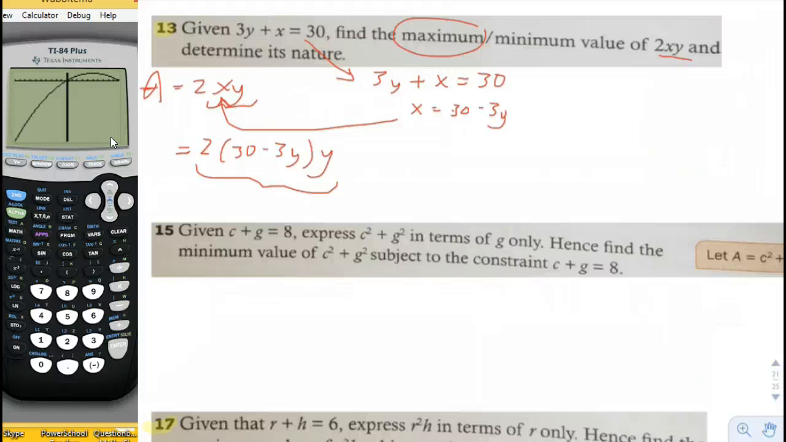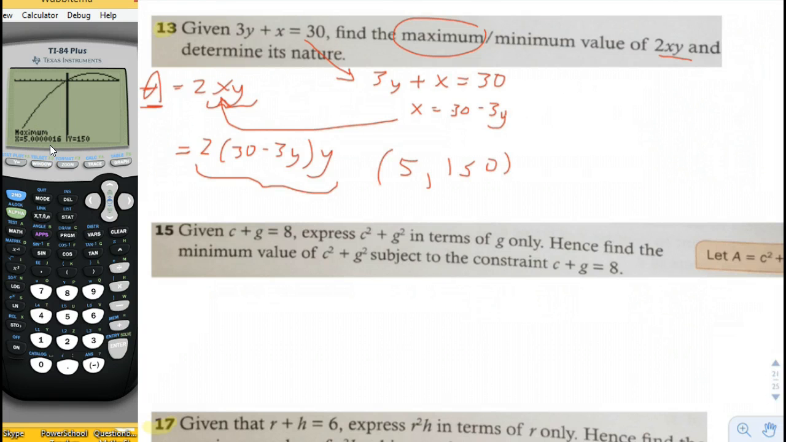Okay, and then it asks us for the maximum value. So what's the maximum height here? Well, we can find that by doing second calc, maximum, and then we'll say left bound, that's fine, and then we go to the right of the maximum value, and we mark it, and then it will estimate where the maximum value is. Any guess is fine. So the maximum is 5, 150.